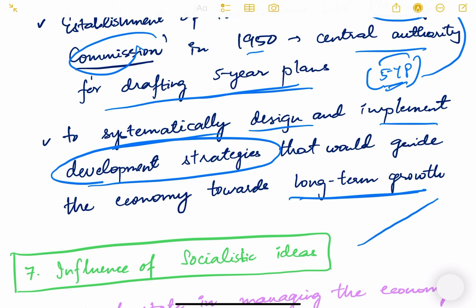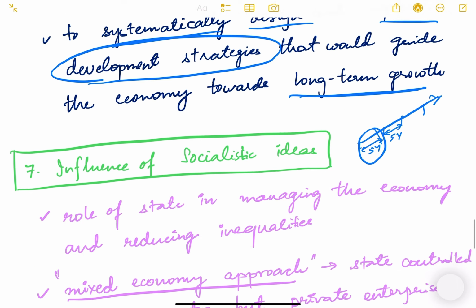So they used to have a long-term vision in mind, and this long-term vision they would divide into 5 years, and in the first 5 years what will we do, then in the next 5 years what will we do. So like that it used to be. And this Planning Commission used to make a roadmap for these 5 years. What are the priority areas?